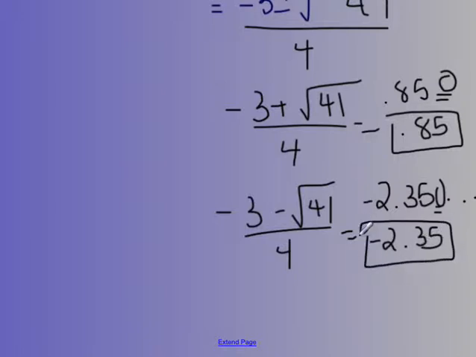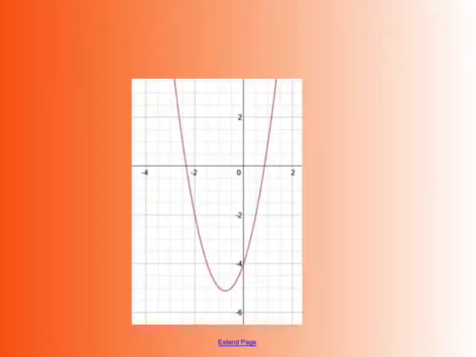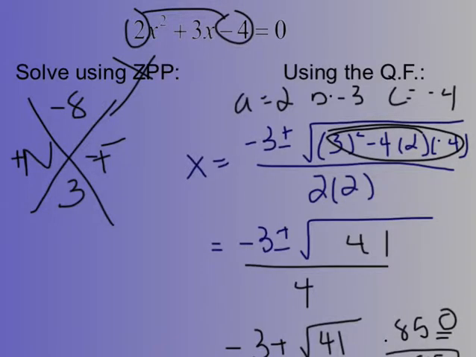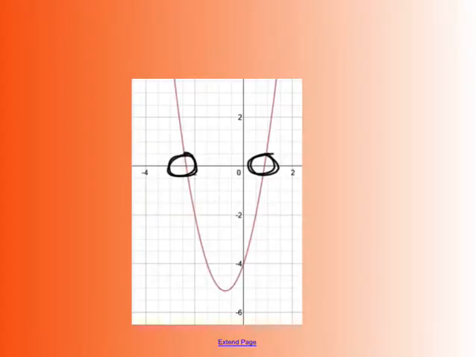So in that case, the quadratic formula did work, but the zero product property didn't. If you look at the graph on the x-axis, it's between two numbers, and it's not a rational number. So that's why the zero product property didn't work. But if we were to estimate these points as decimals, that's where our zero product property answer came in.